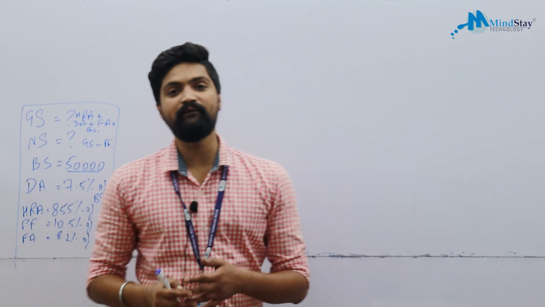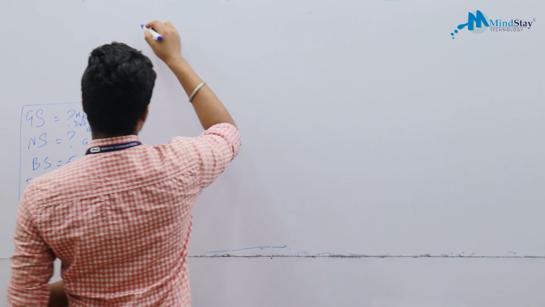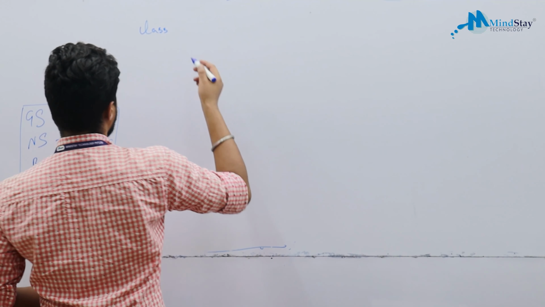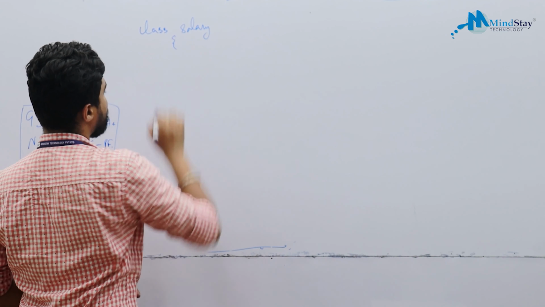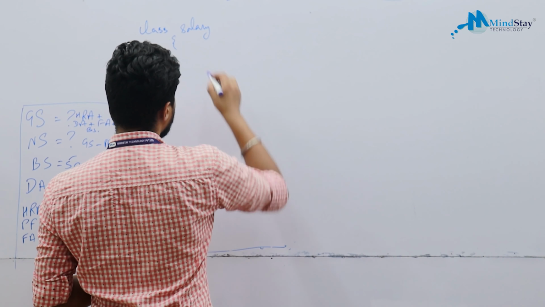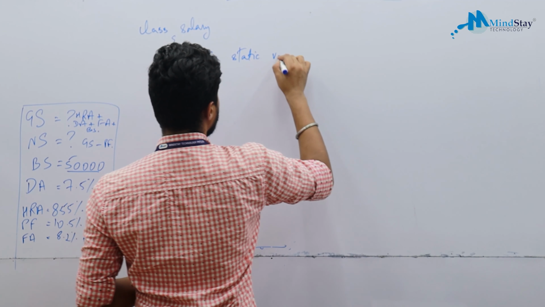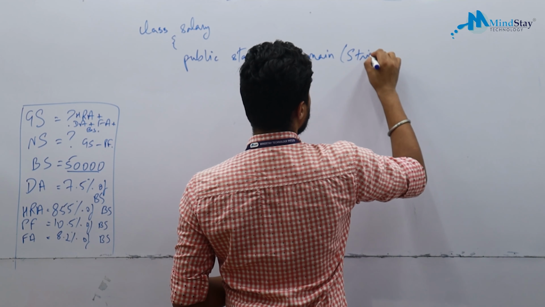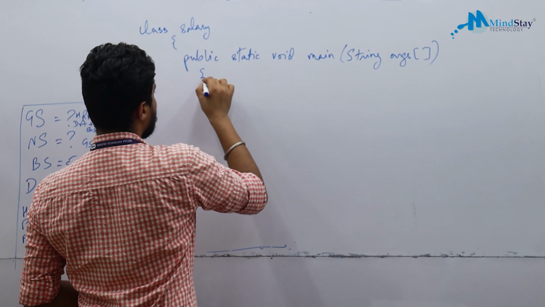In this question, we'll understand 2 to 3 important things. Firstly, let us start coding. Let us say the name of my class would be salary, and I'm opening the braces for the class. I'm giving here my main function, public static void main, and here comes String args. Then I open my main function.